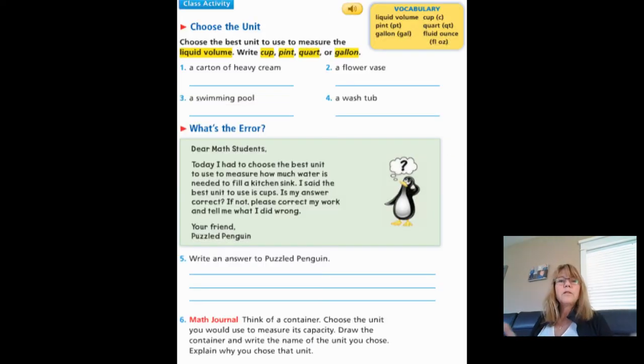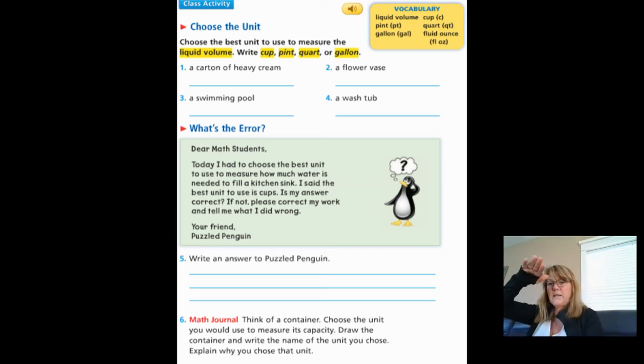Couldn't help it. So knowing that, a carton of heavy cream, now you use that for baking, and it's kind of the size of a milk carton. So we would measure that in a cup. Good. Write down cup for number 1. Number 2, a flower vase. Now I got a dozen roses for Mother's Day.